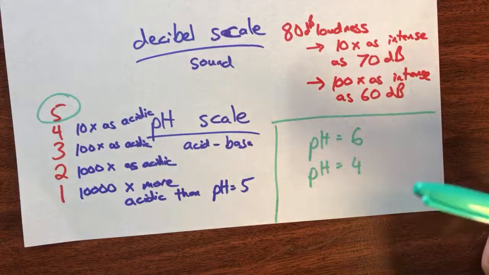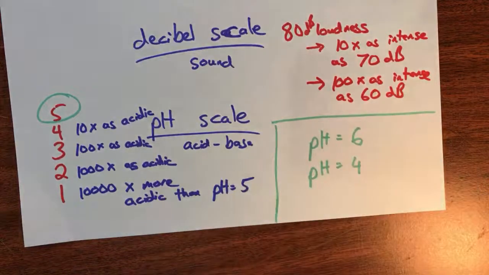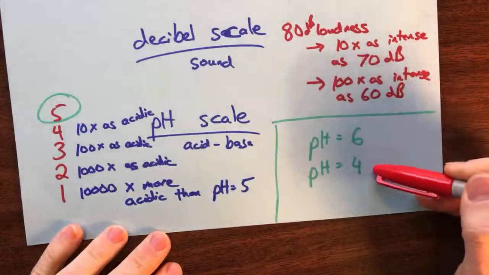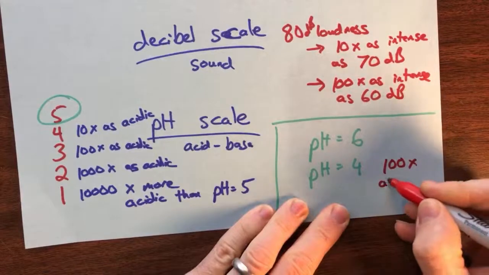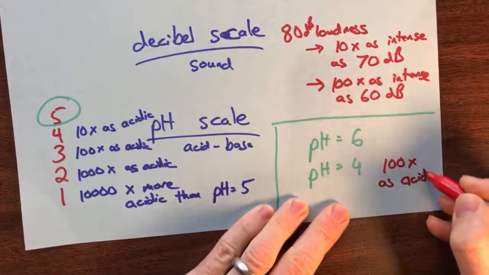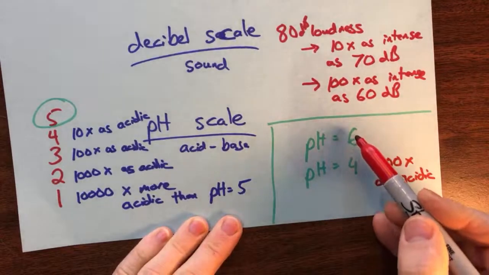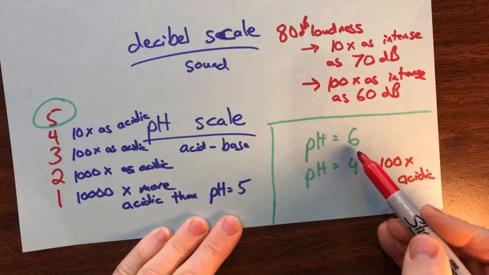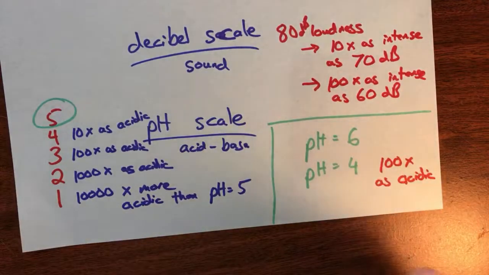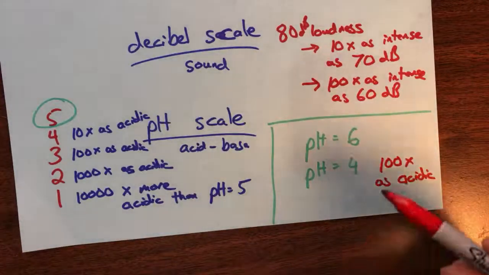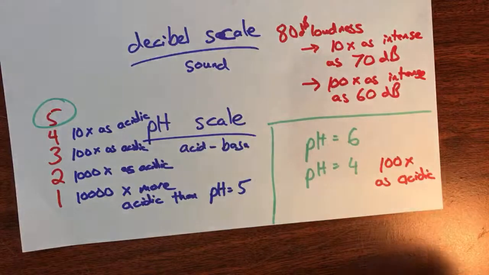All right, 4 is more acidic. Yes, that's going to be more acidic. And how many times more acidic is it? 5, 4. So it's 2 steps. So this is going to be not 10, but 100 times as acidic. Why? Because when you go down from 6 to 5, you're now 10 times more acidic. Then you go from 5 down to 4. Now it's going to be 100 times more acidic. So each step in pH is 10 times more acidic as you go down, and so you just multiply them, right? So pH of 6 and 4 is 100 times more acidic, all right?